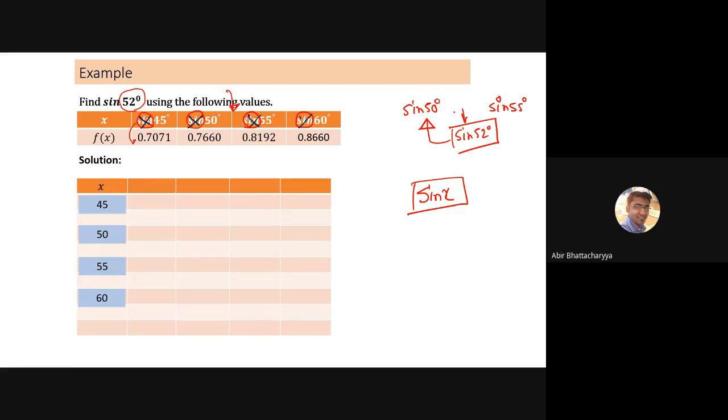You have to identify that this is not the x value. The x values are 45 degrees, 50 degrees, 55 degrees, 60 degrees. And sine 45, sine 50, sine 55, sine 60 are the y values or f(x) values, because I apply the sine function over the x values and get the y values. Am I clear? So you have to correct these things in the exam.